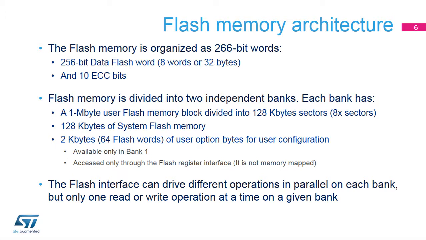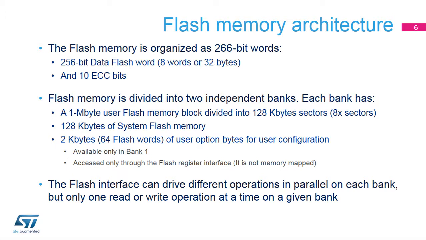128 kilobytes of system flash memory from which the device can boot. This area contains root secure services, or RSS, and the bootloader, which are used respectively for secure or non-secure flash memory programming through one of the following interfaces: USART, USB or DFU, I2C, SPI, or Ethernet. The system flash memory is reserved for use by STMicroelectronics. It is programmed by STMicroelectronics when the device is manufactured and then protected against spurious program erase operations.